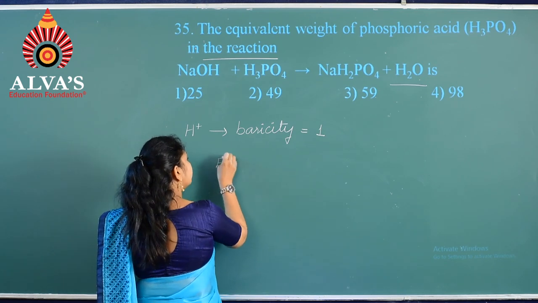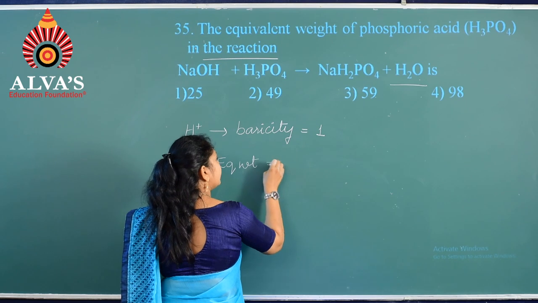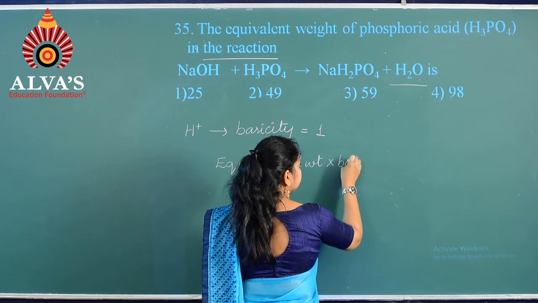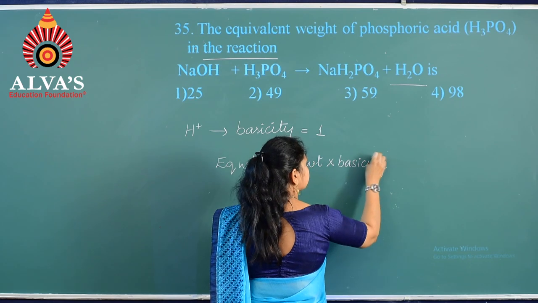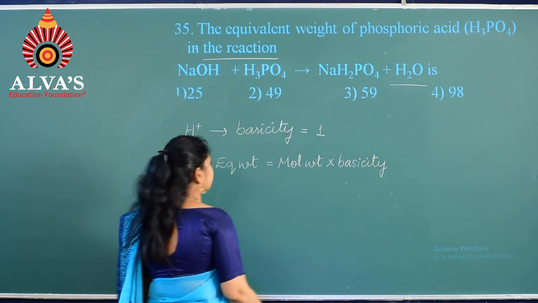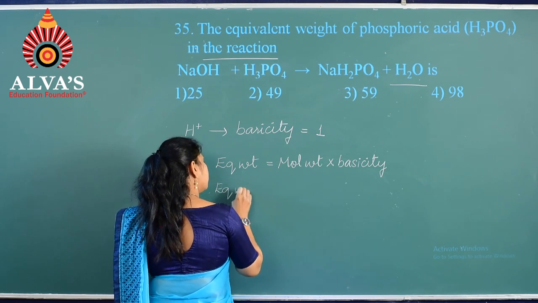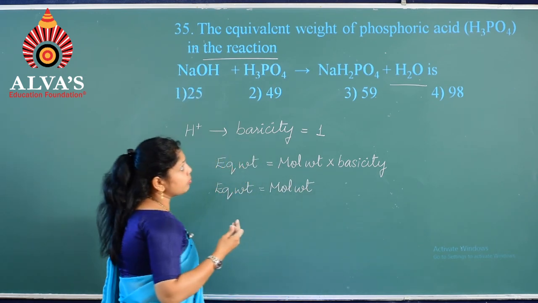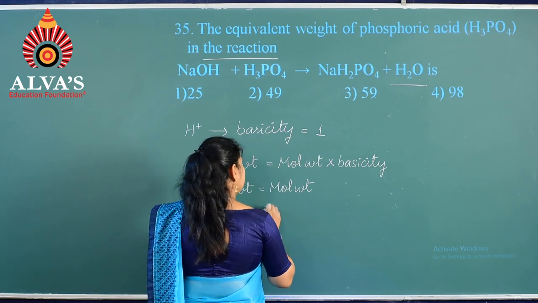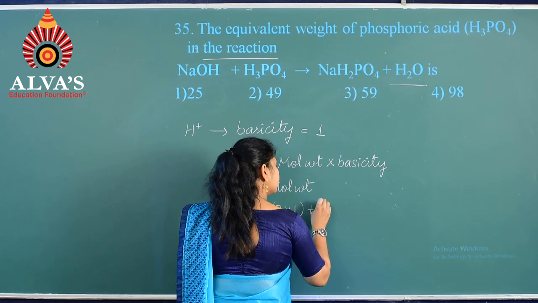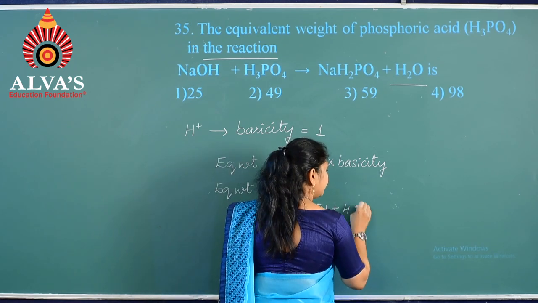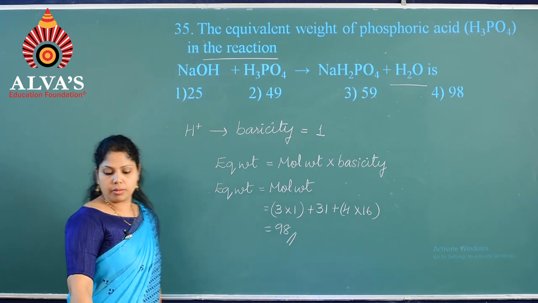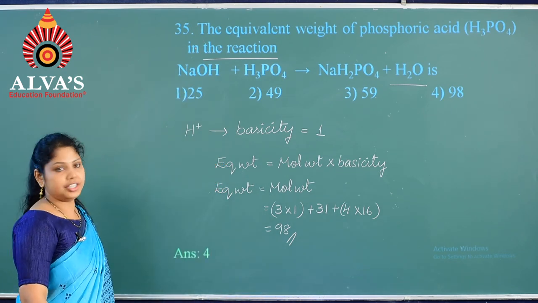So in order to calculate the equivalent weight, it is equal to molecular weight divided by basicity. So already we have found out basicity is 1, hence equivalent weight is equal to molecular weight. So we will calculate the molecular weight of H3PO4: 3 into 1 plus 31 plus 4 into 16, put together it will be equal to 98. So the option number 4 is correct, that is 98.